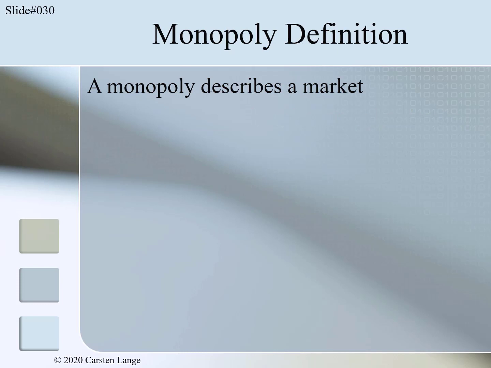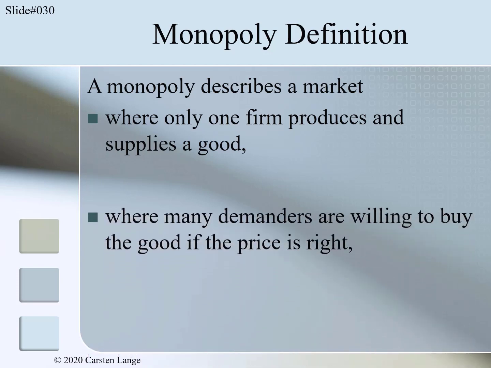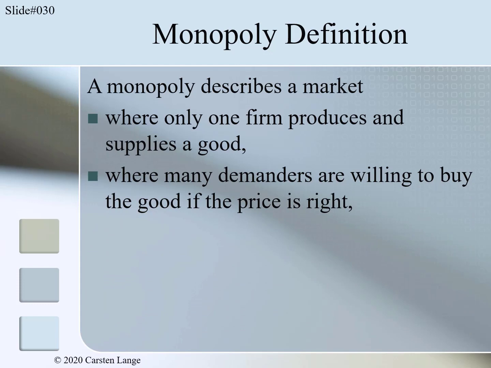You probably know already roughly what a monopoly is, but here we want to be precise. A monopoly describes a market where only one firm produces and supplies a good. On the other market side, where the demanders are, we have a lot of demanders which are willing to buy the good if the price is right.